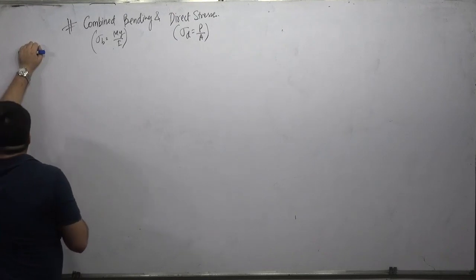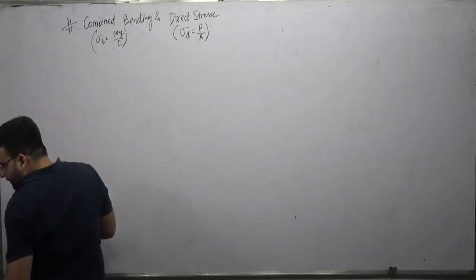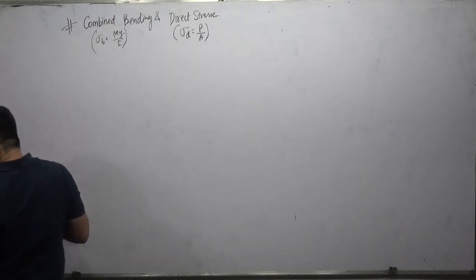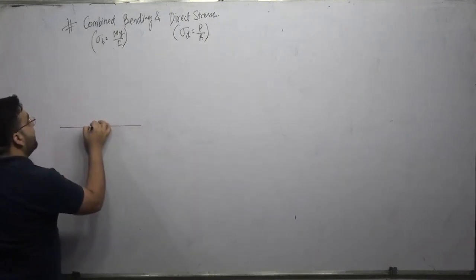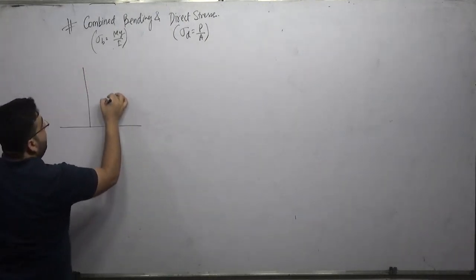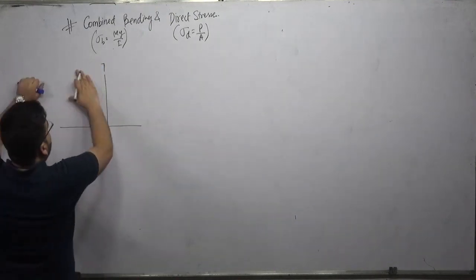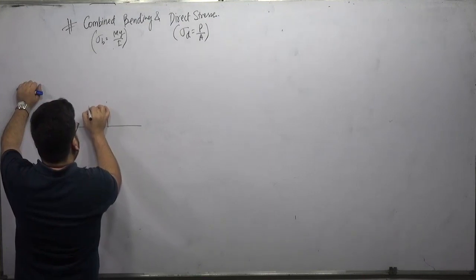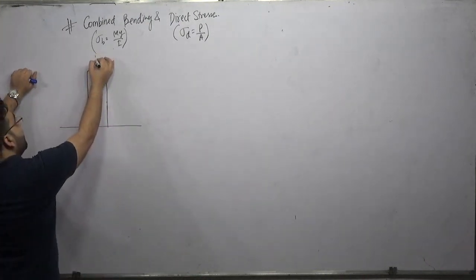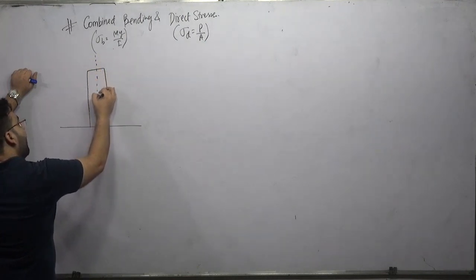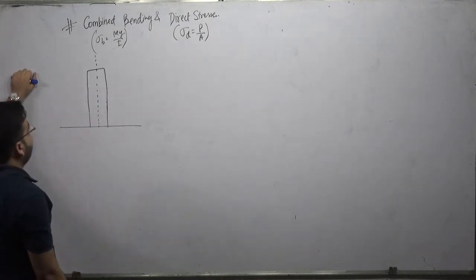Let me give you one example. Let us say that you have a compression member like this. Compression members are generally columns. So this compression member has an axis.